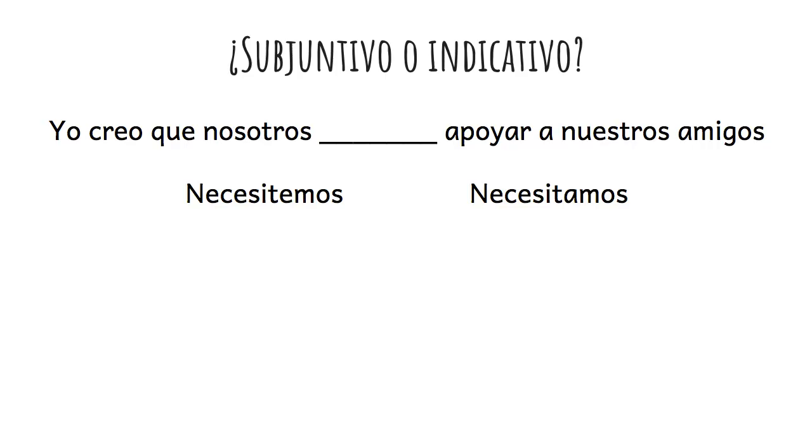Número 5. Yo creo que nosotros necesitamos apoyar a nuestros amigos. Necesitamos. We're using the indicative here because I'm saying I believe. Since I'm saying I believe that we need to support our friends, I believe that's going to happen, and therefore it is certain to me, and therefore in the indicative because there's no doubt in my mind.